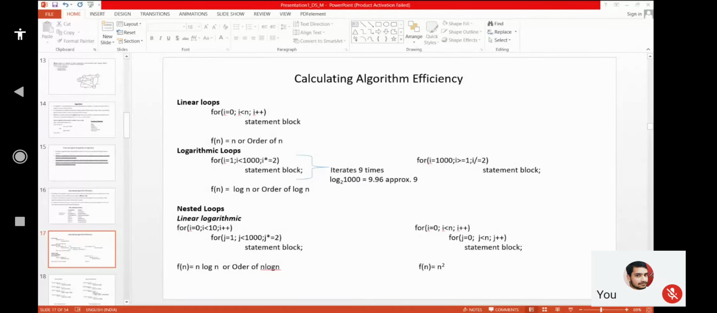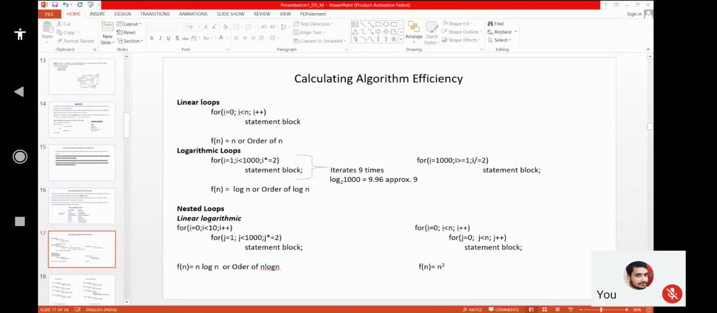Now come here. So it's a nested loop. For i equals 0, i less than n, i plus plus. Within that, you have another loop: for j equals 0, j less than n, j plus plus, and within that one statement block, or multiple blocks of statements, is present. So what will be the time complexity here? It will be order of n square, quadratic.